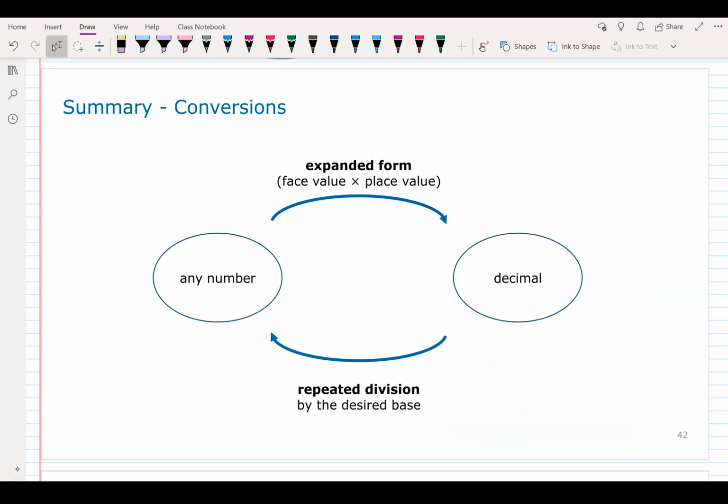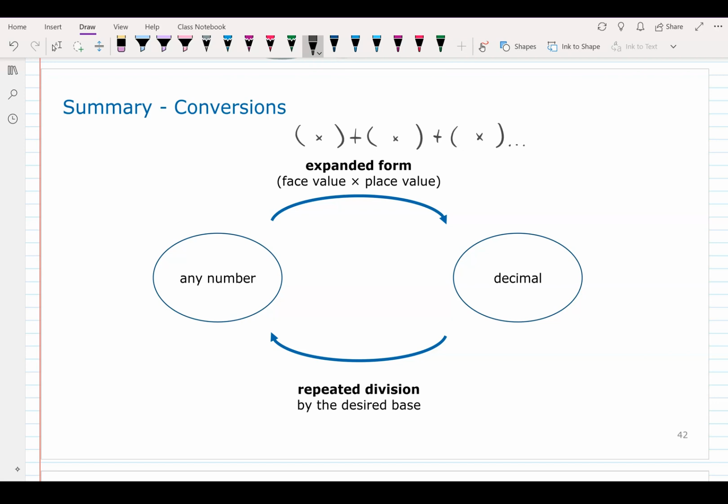So I've jumped down to slide 42, and I've said that it's a summary of our conversions. And it's just a bit of a flow chart. I've tried to make it as simple as possible. Basically, what we have here is it says if we have any number, it could be a 1, 2, 3, any number in any base. If you do expanded form on it, which is face value times place value, you will get the decimal answer. So expanded form is numbers in brackets plus numbers in brackets, where you multiply by the bases inside and so on, right?